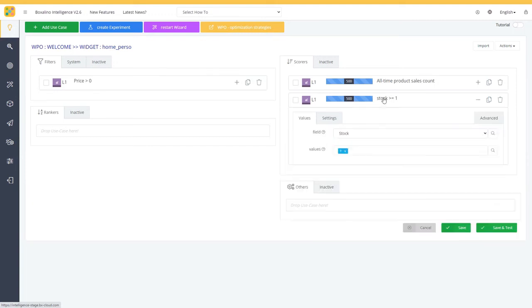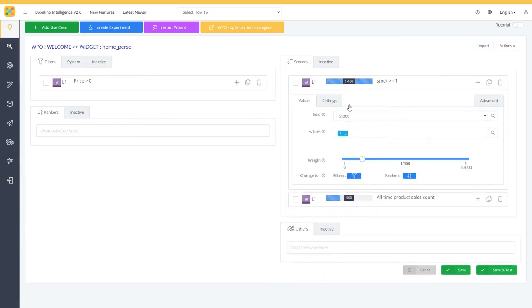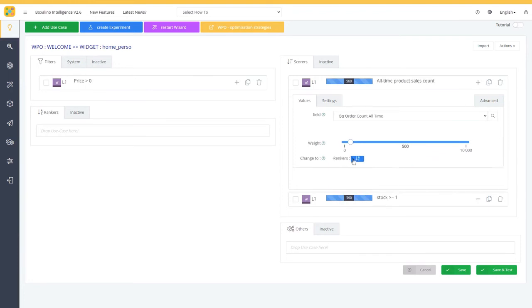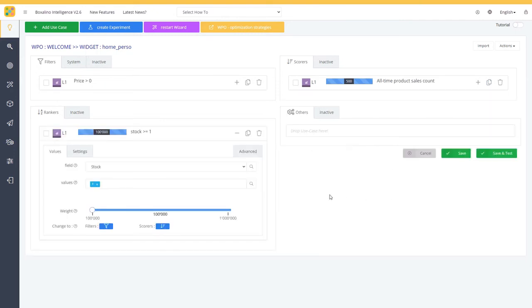Now, I might decide that the stock is actually more important than this, so I'm going to put it higher, and then it will take the lead and appear at the top, or I can say that it should be less important, and then it will appear below that point. Let's reset it as a ranker for now, but this is basically the logic.